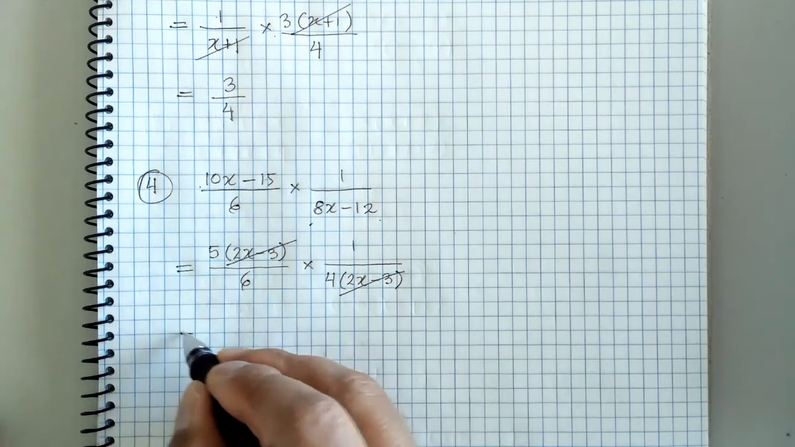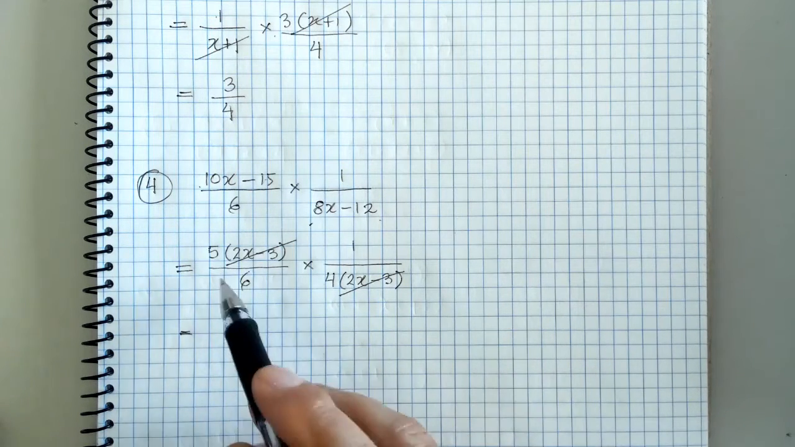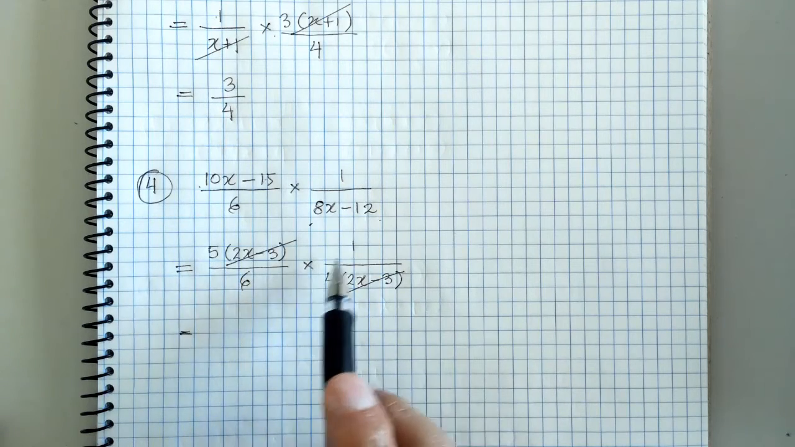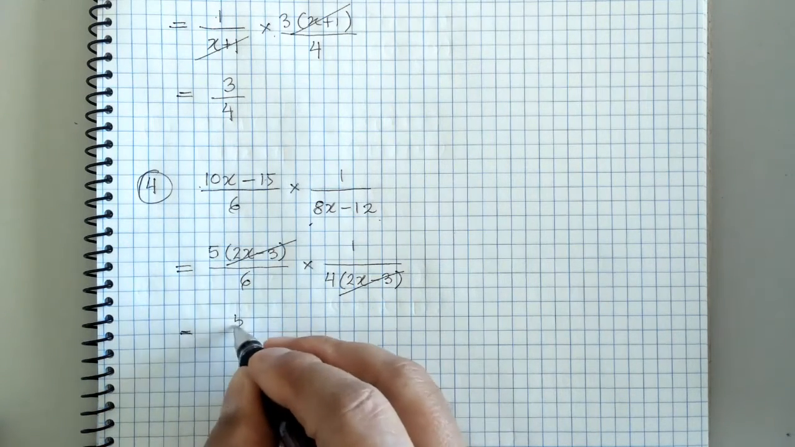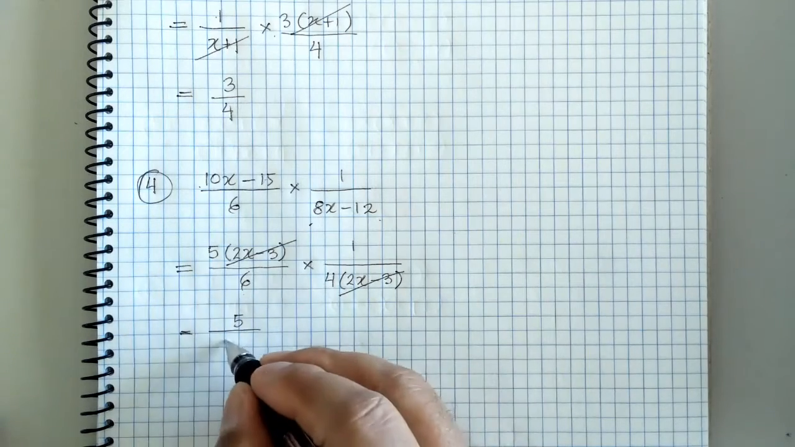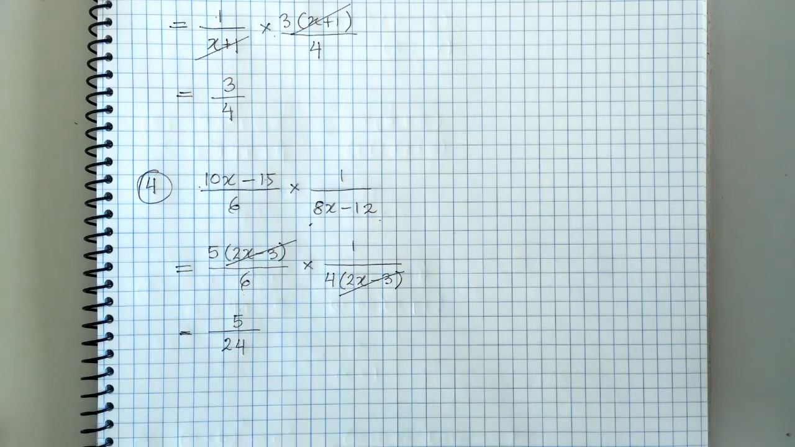And we're done. We cannot simplify anymore, so the answer is going to be 5 times 1, which is 5, and then 6 times 4, which is 24. And you can see that we cannot simplify that fraction anymore.